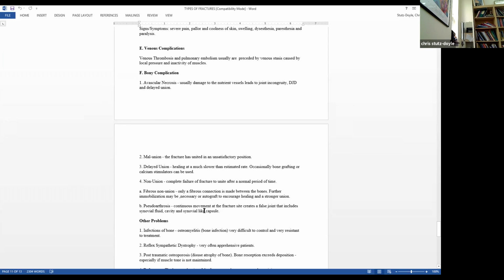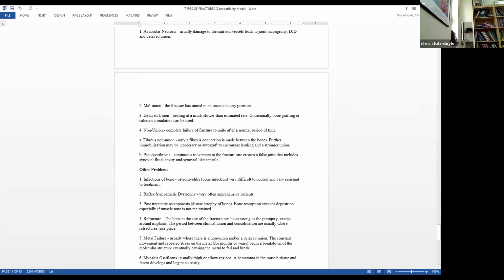Pseudoarthrosis is a false joint. That's usually a non-union. It comes from a non-union. There's lack of fusion. There's an abnormal union. So the continuous movement at the fracture site can cause a false joint. And that false joint can include a synovial fluid cavity and capsule.